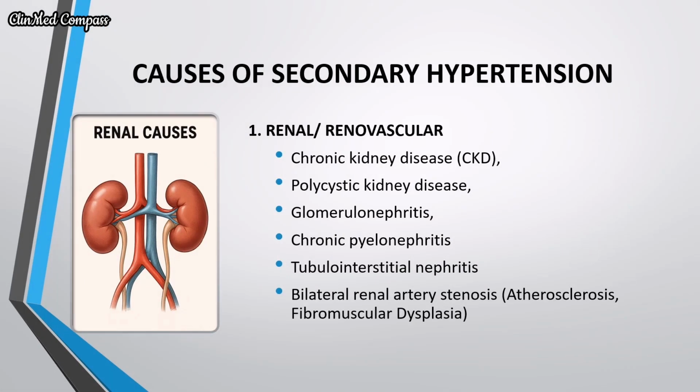Briefly, we'll look at the causes of secondary hypertension. We'll start with the renal causes, which include chronic kidney disease, polycystic kidney diseases, glomerulonephritis, chronic pyelonephritis, tubulointerstitial nephritis, and bilateral renal artery stenosis.